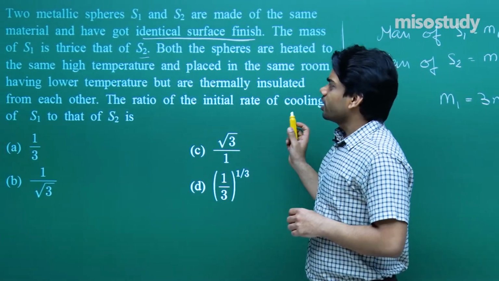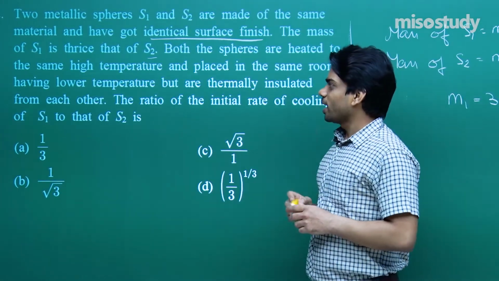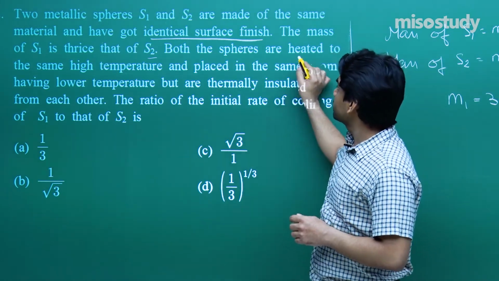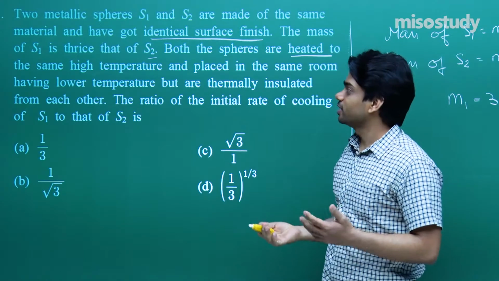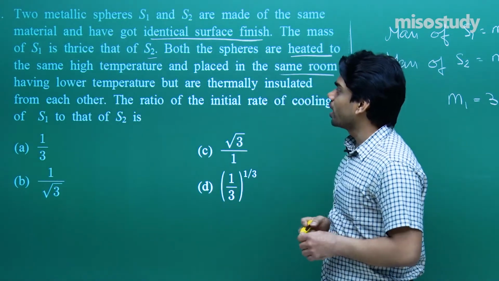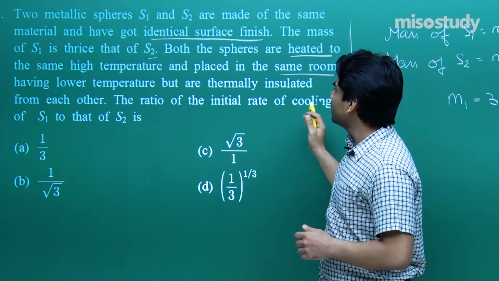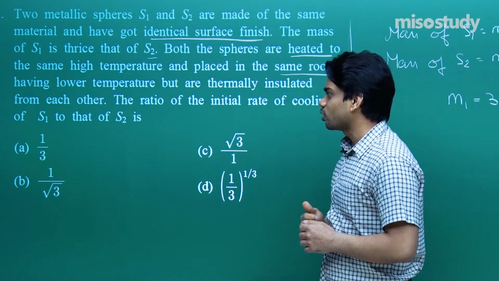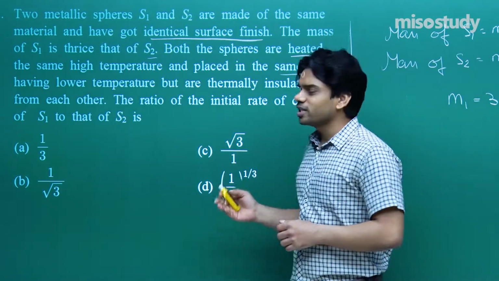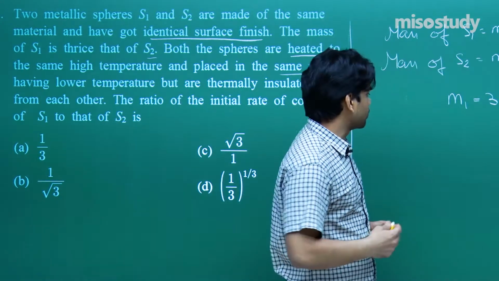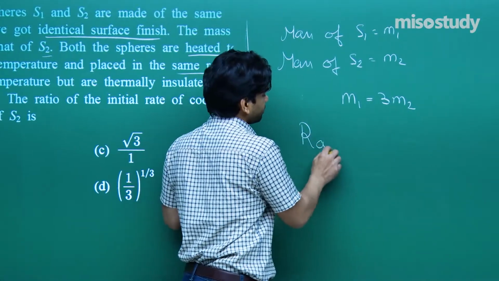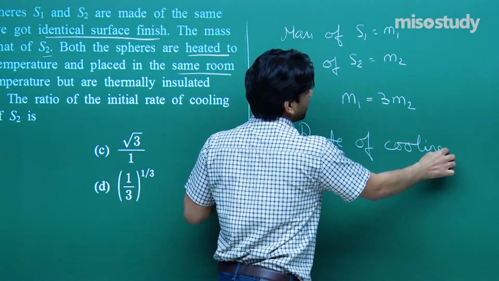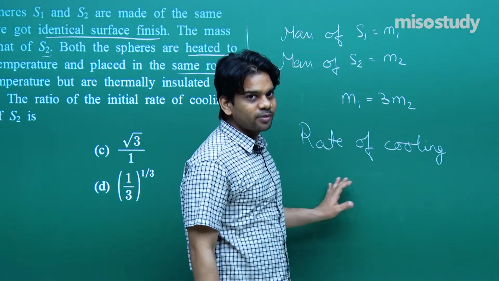Both these spheres are heated to the same high temperature and placed in the same room having lower temperature but are thermally insulated. That means they are not touching each other. The ratio of the initial rate of cooling of S1 to that of S2 is, we have to find out what is the rate of cooling for S1 to S2. Rate of cooling, that is what is required, that is rate of change in temperature divided by time.